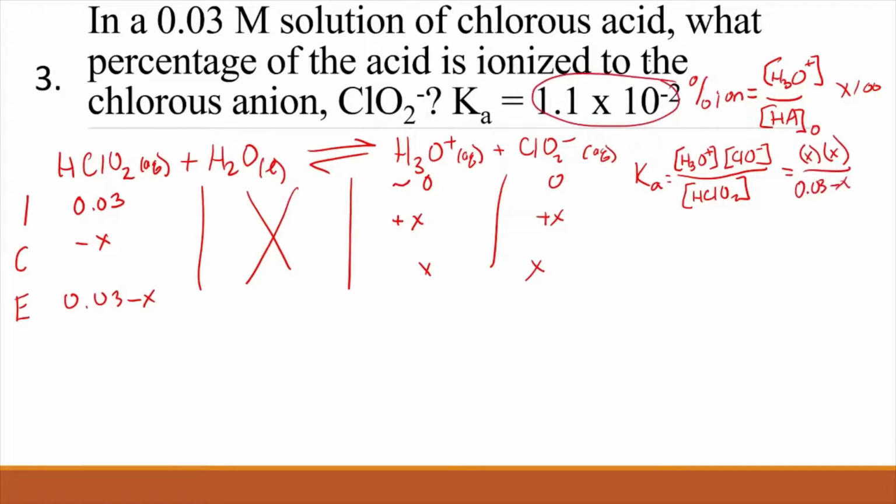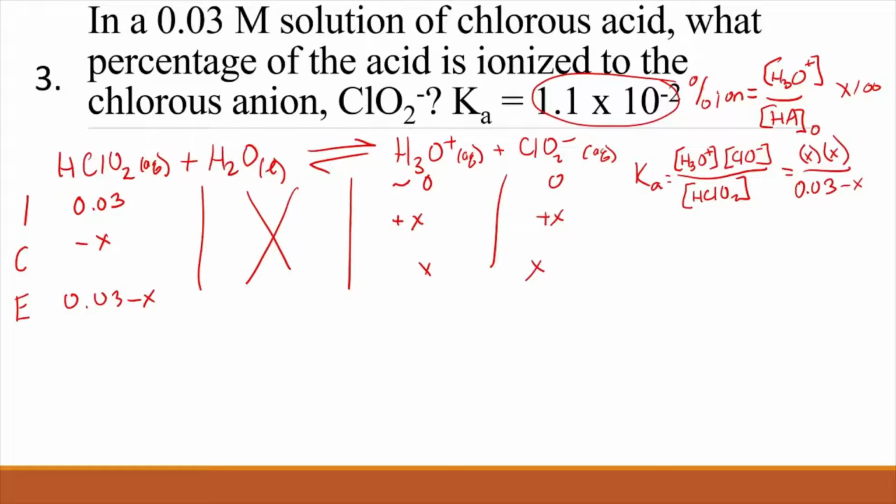Now this Ka is too big for us to go ahead and assume that X is much less than 0.03. So we need to leave this as such in the equation. It needs to stay 0.03 minus X. We cannot get rid of it. I'm just going to write it prettier.